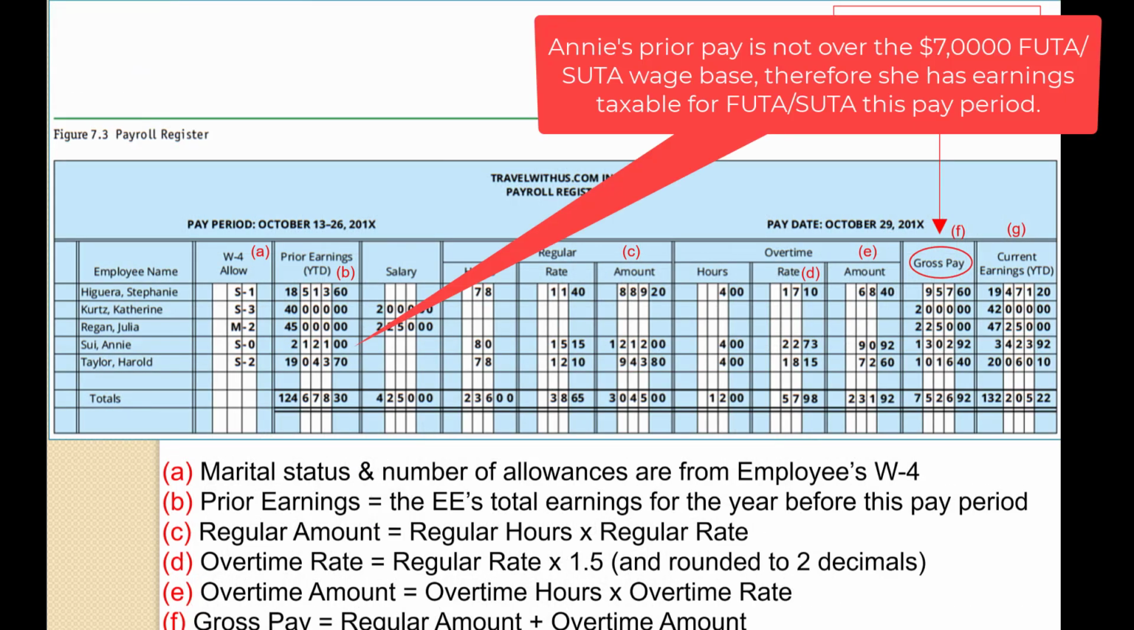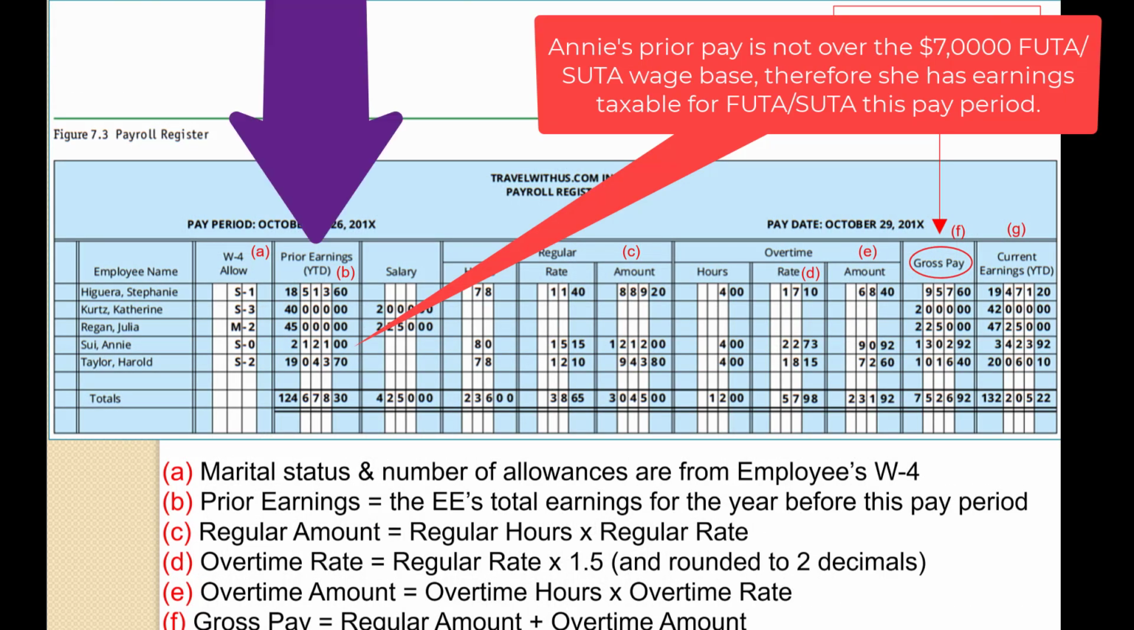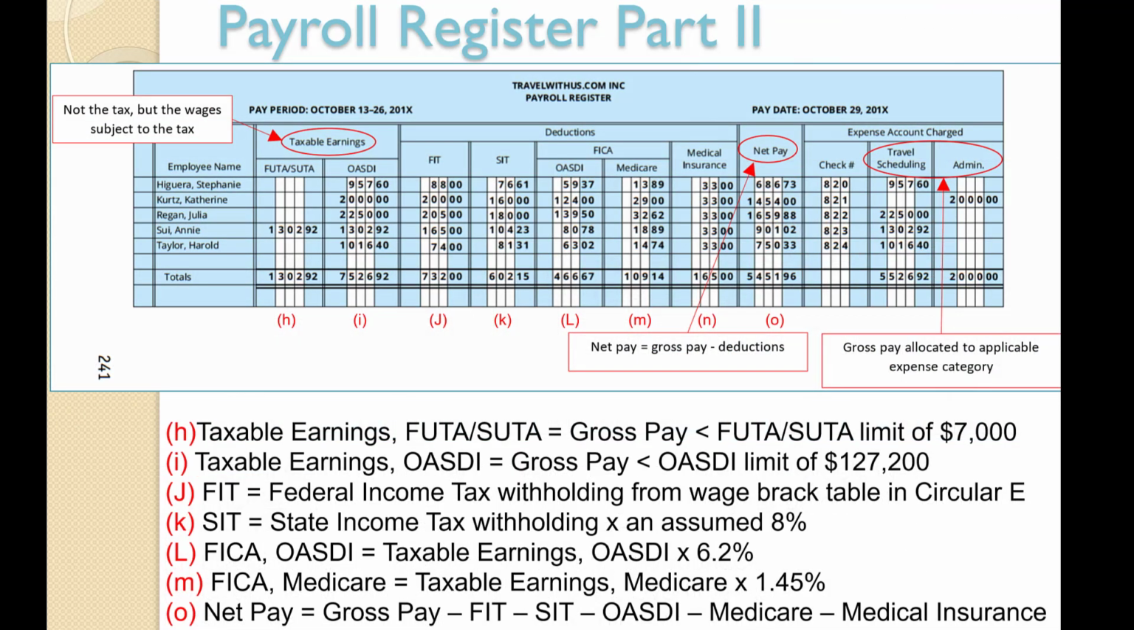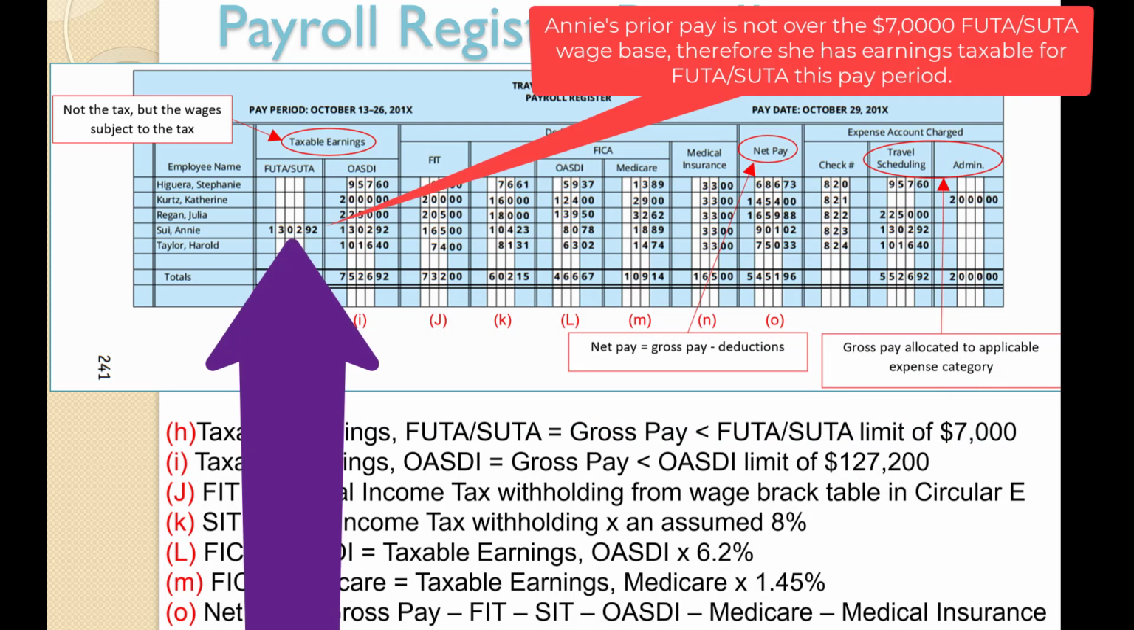So here's the prior page, and notice under prior earnings, Stephanie's prior earnings are well above $7,000. Same with Catherine, Julia, and Harold. And notice Annie's not over the $7,000 wage base. That's why page 2 of the payroll register, which is right here, shows that only Annie has any gross wages that are subject to FUTA and SUTA.